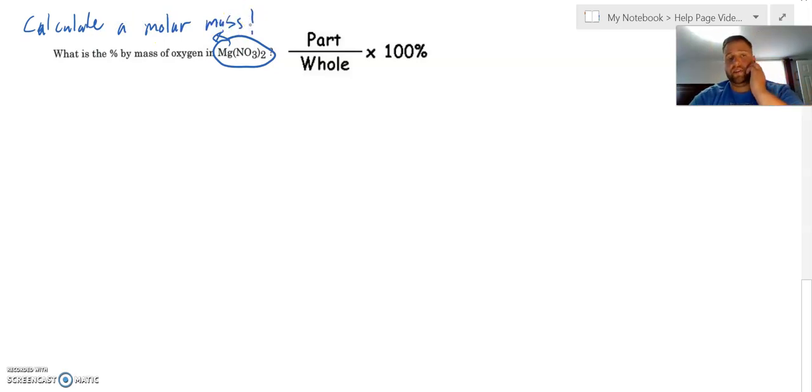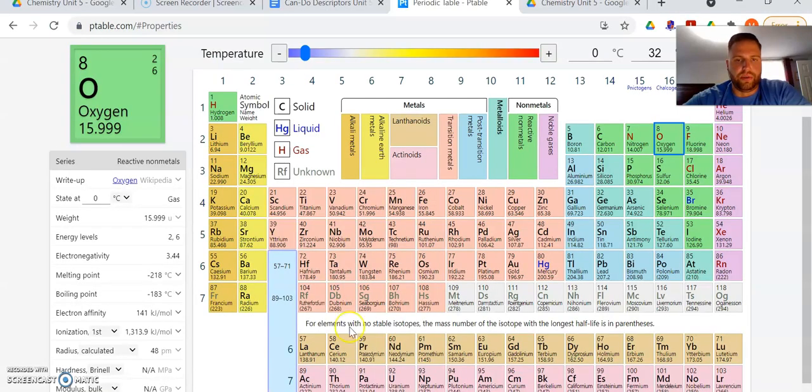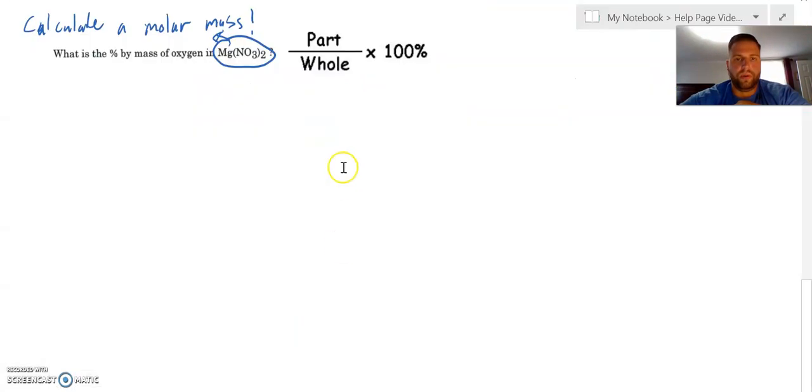So when you're asked to find percent by mass, but masses are not included, what I have to think about is this trusty old thing, my good old periodic table. So what we will do is calculate the molar mass of the entire compound first. That will give us the whole of our formula. And then we'll take the part, which happens to be oxygen in this case, find the ratio, and then multiply that by 100. Let's go ahead and list our elements so we can calculate their masses.